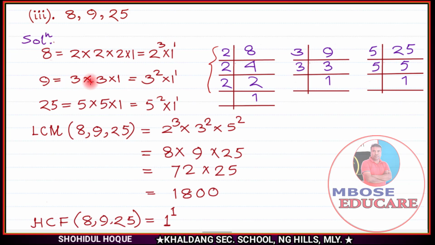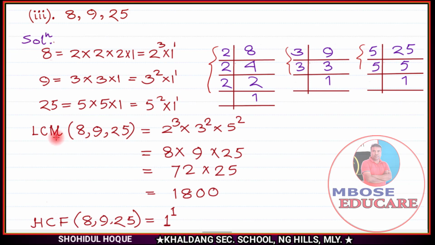9. 9 is equal to this 3 into 3, into this 1 also we have written here. And in the power form, 3 to the power 2 and 1 to the power 1. 25. The prime factorization of 25, only 2 prime factors are there, 5 and 5. So 25 is equal to 5 into 5 into 1 also I have written here. 5 appeared twice here, so 5 to the power 2 into 1 to the power 1.